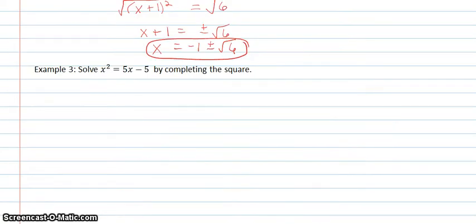In example 3, I'll need to move the 5x on the same side that my x squared is on, so I'll have x squared minus 5x equals a negative 5. Then I'll take half of 5, which is just 5 over 2 is the easiest way to use that since it doesn't divide evenly by 2. And I would square that, so that's going to be plus a 25 over 4.